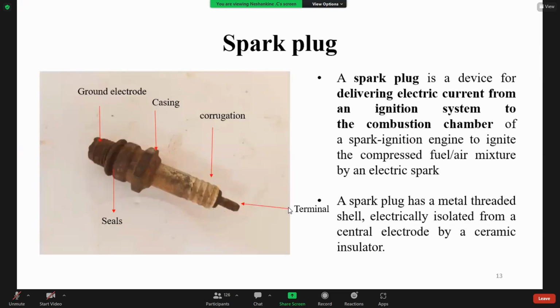Then the spark plug. This is a device you already know. The spark plug is found in the combustion chamber, isn't it? The spark plug is a device for delivering electric current from an ignition system to the combustion chamber. After that only the ignition of the fuel-air mixture happens, isn't it?